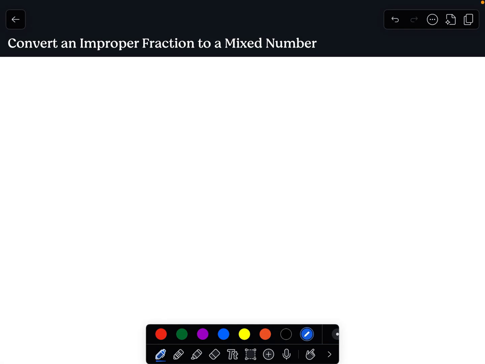What's up? Let's talk about how to convert an improper fraction to a mixed number. So, to start, let's talk about what an improper fraction is. An improper fraction is a fraction where the numerator is greater than the denominator.